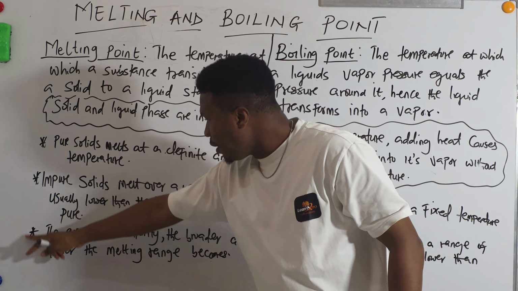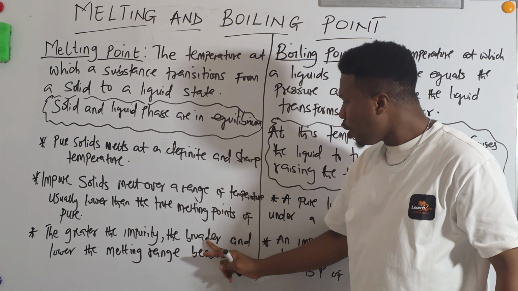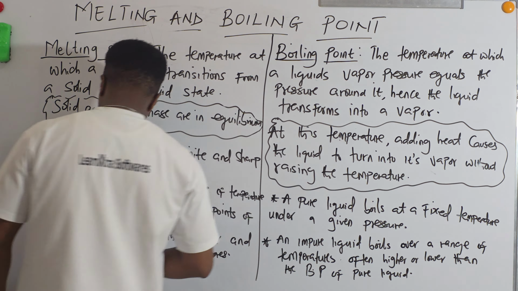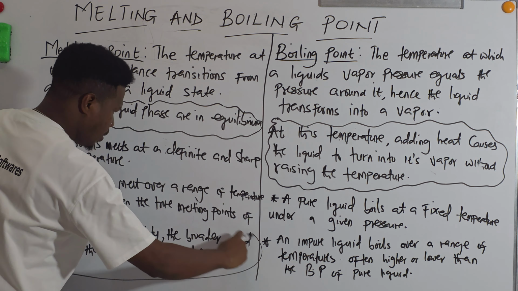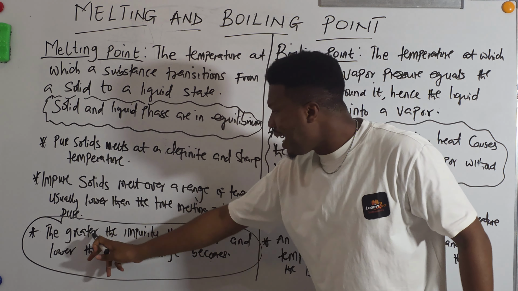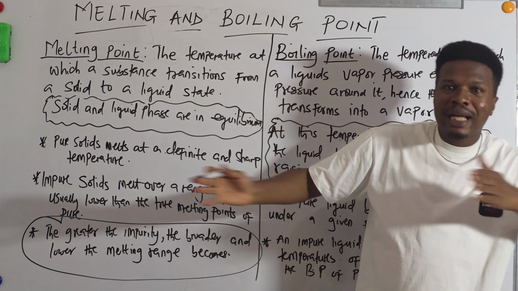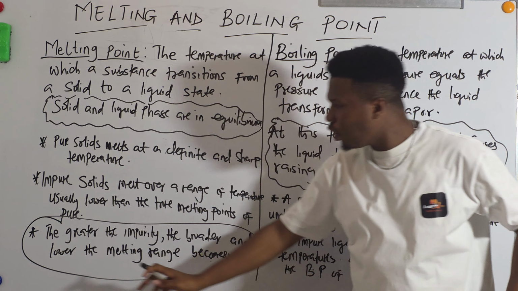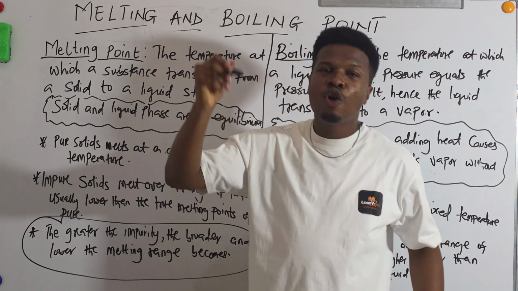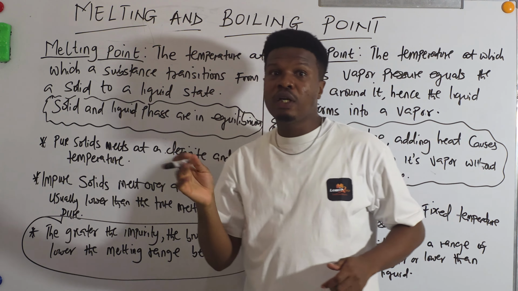Again, look at the summary of what I'm trying to say here. The greater the impurity, the broader and the lower the melting point. This is a JAMB question. Take note, this thing comes out in JAMB. Know this point very well. This is a summary of the class. The greater the impurity, the broader or the lower the melting point. So what it means is that impurity lowers melting point. Take note of that. It does not increase it.